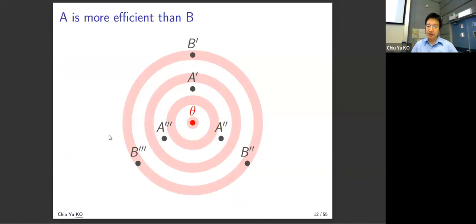A and B are on average hitting the target, right? And A is closer to the target than B, right? So we want it to hit the target on average, and we also want it closer to the target. So A is more efficient, it's the closer one, okay? Later, we will justify why efficiency is important, because the sample mean is an efficient estimator, okay? We will talk about that very soon.